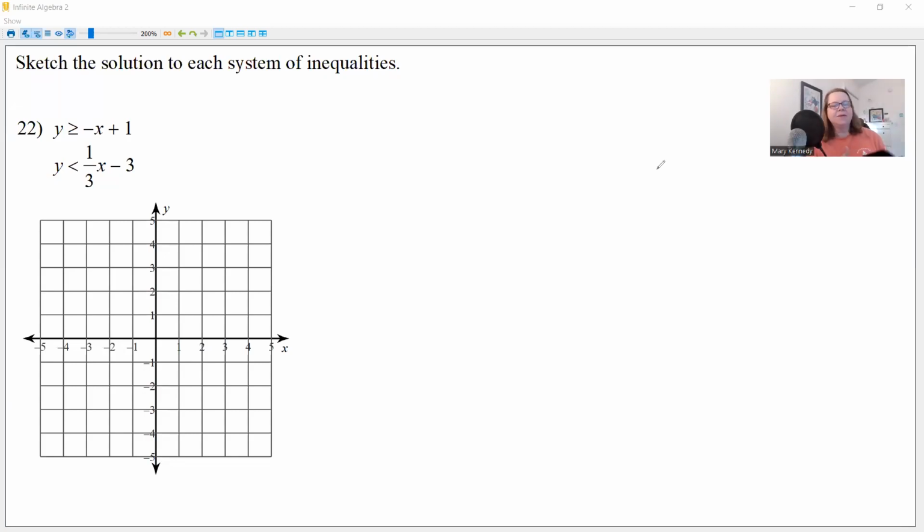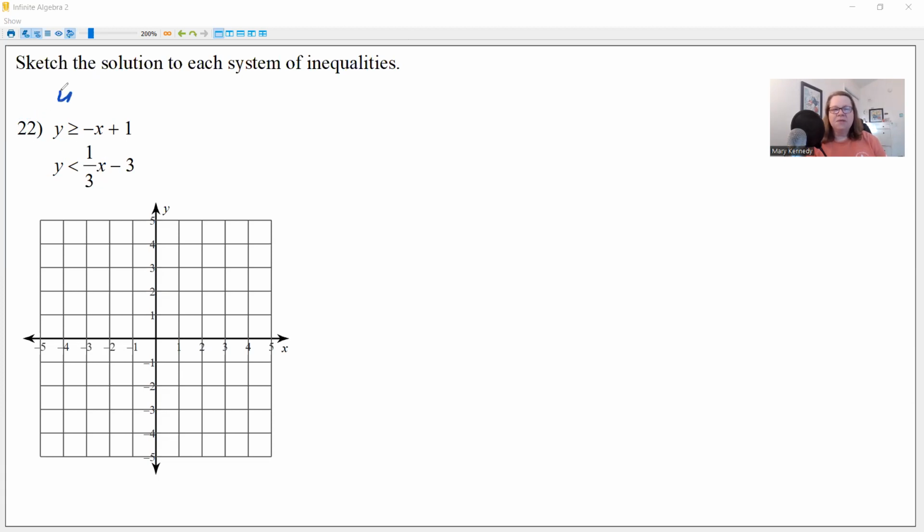All right, let's take a look at a system of inequalities this time. So it's like a system of equations. It works similar to that. It's also like graphing a linear inequality. So it's sort of the mashup of those two things. So we're going to start by simply graphing the first inequality.